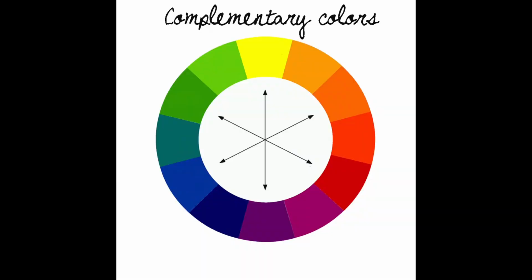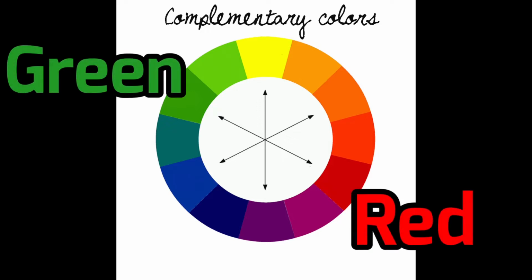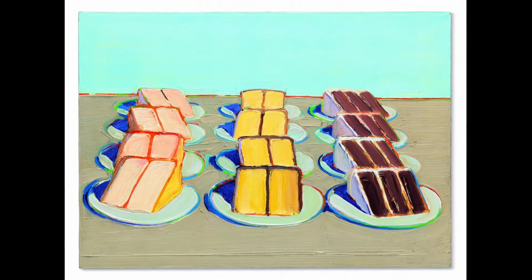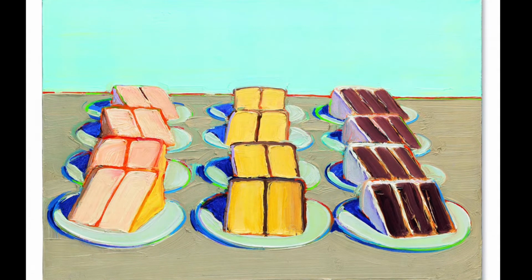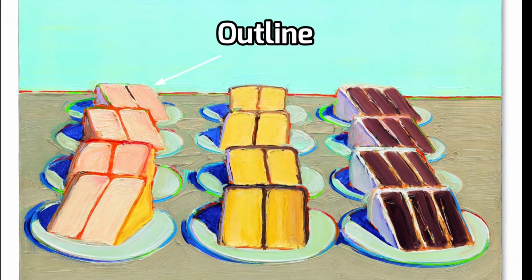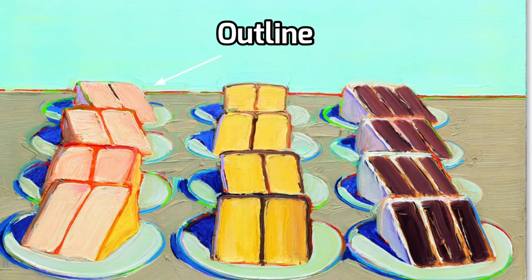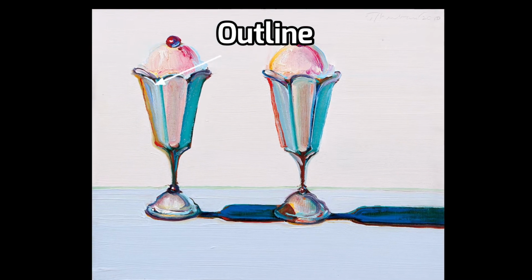Let's remember that complementary colors are the colors sitting opposite to each other on the color wheel, for example, green and red. Take a look at these cakes. The edge of the cake has a different color outline. If the object is pink, he outlines with green. If the object is blue, he outlines with orange.